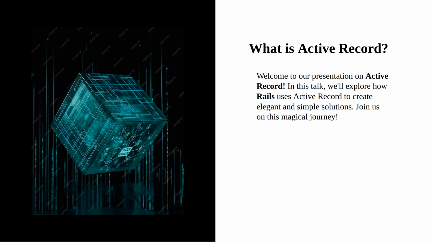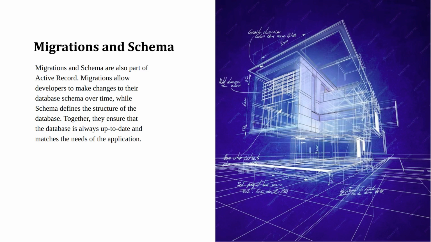Active Record is a core component of the Ruby on Rails framework. It is an object relational mapping (ORM) tool that simplifies database interaction by allowing you to work with the database using Ruby objects and methods. In other words, it helps you to interact with your database like you would with Ruby objects, making database operations much easier and much more interactive.